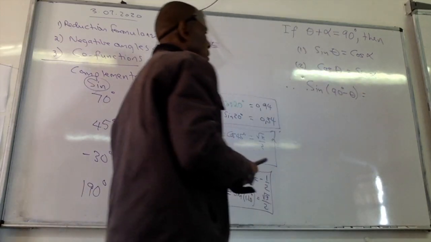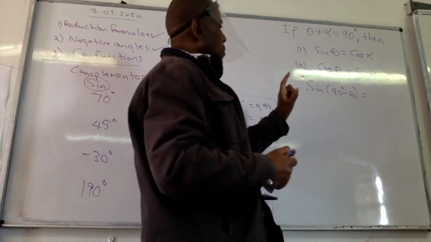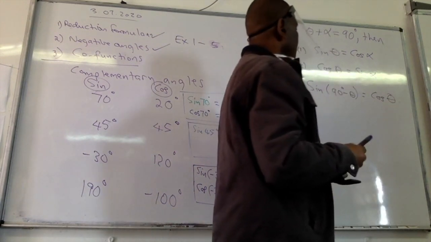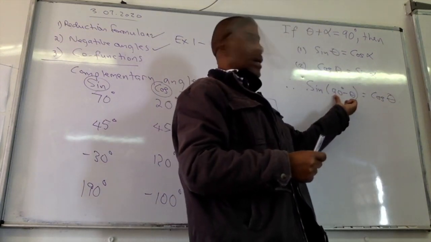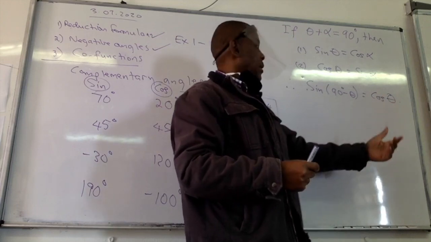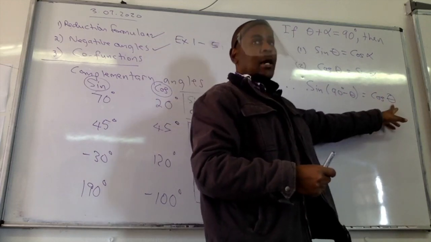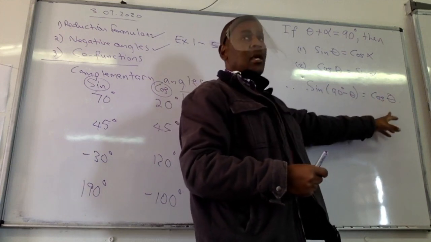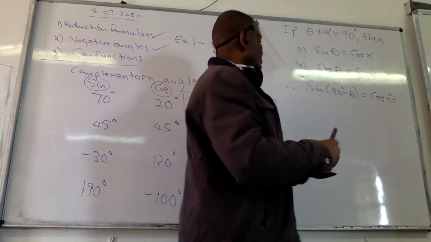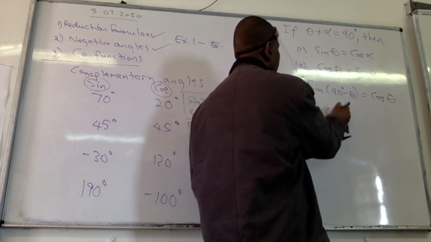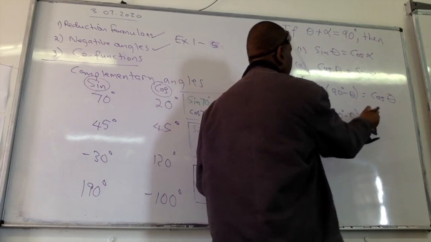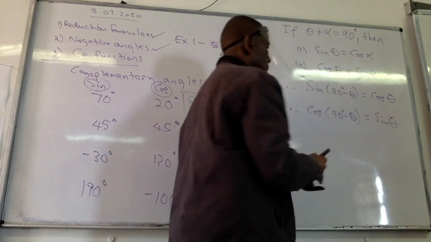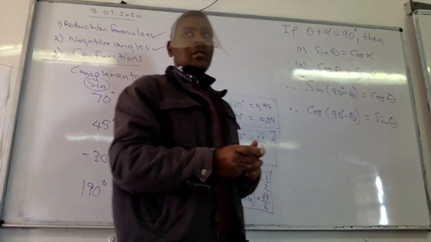So what is the sine of 90 minus theta equal to? This is equal to cosine of theta. Because if I take 90 minus theta and I add theta, I will get 90. So 90 minus theta and theta add up to 90. Therefore, the sine of 90 minus theta should be the same as the cosine of theta. Similarly, the cosine of 90 minus theta should give us the same thing as the sine of theta. We call these ones co-functions.